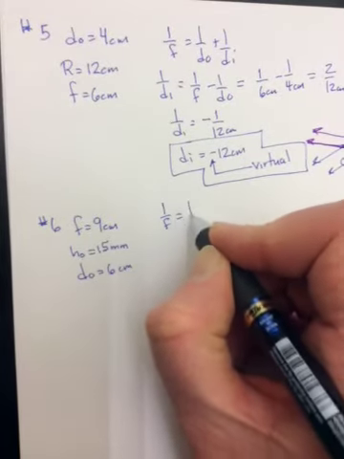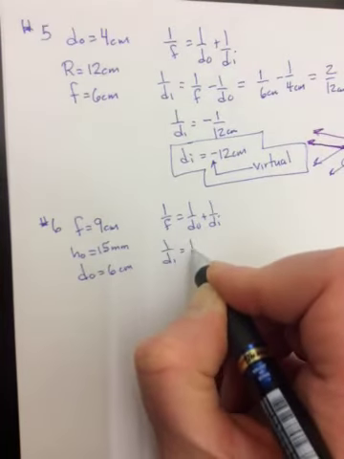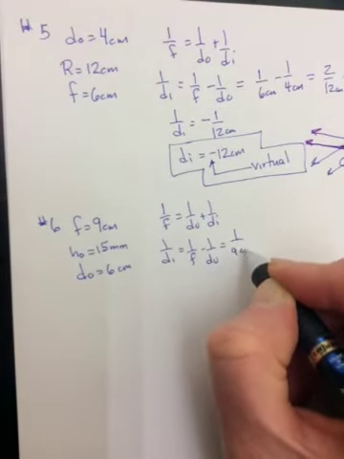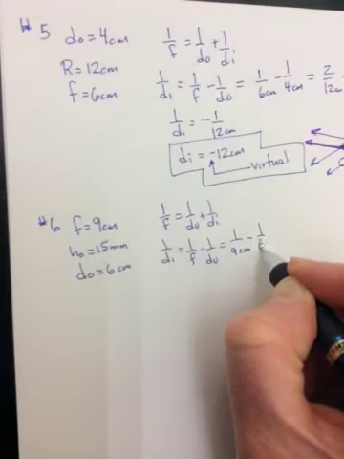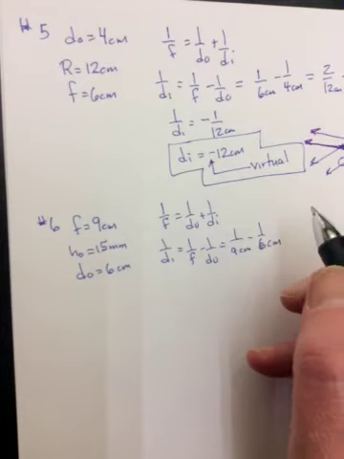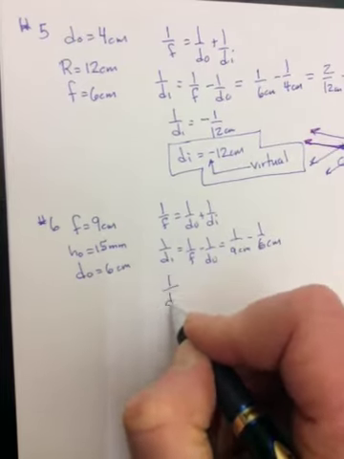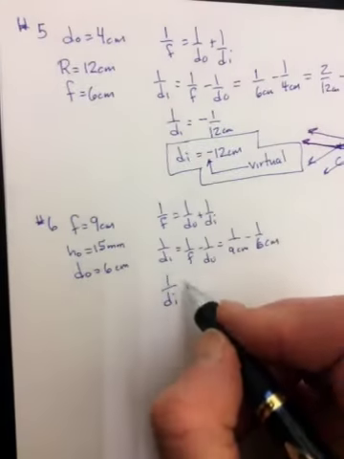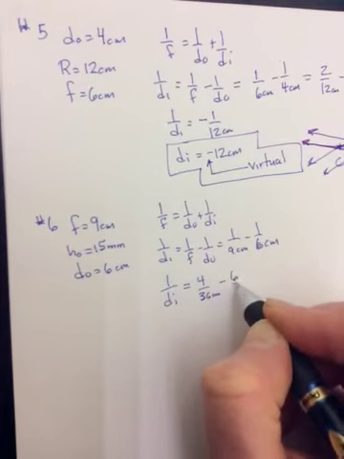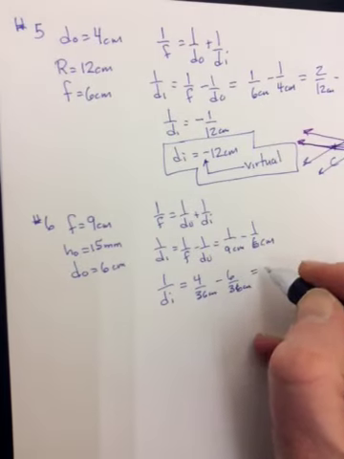So 1 over f is equal to 1 over do plus 1 over di. So 1 over di is equal to 1 over f minus 1 over do, which is 1 over 9 centimeters minus 1 over 6 centimeters. Common denominator, I think, would be 36, right? So 1 over di would be 4 over 36 minus 6 over 36.